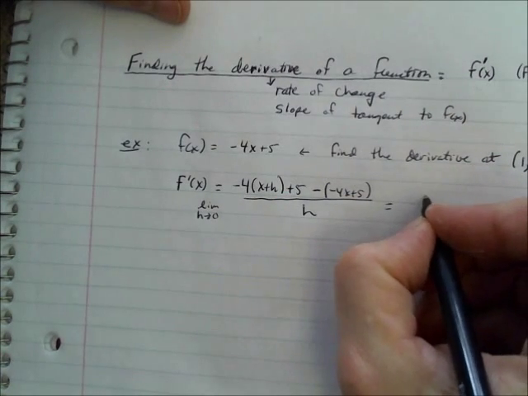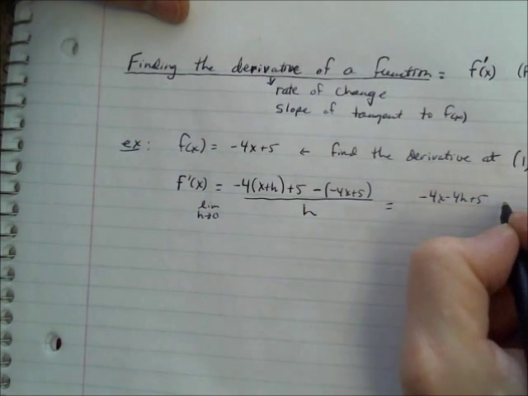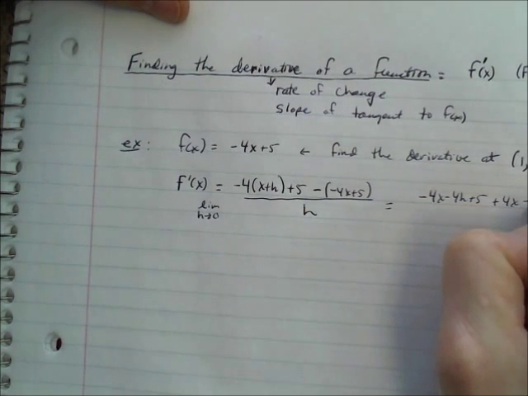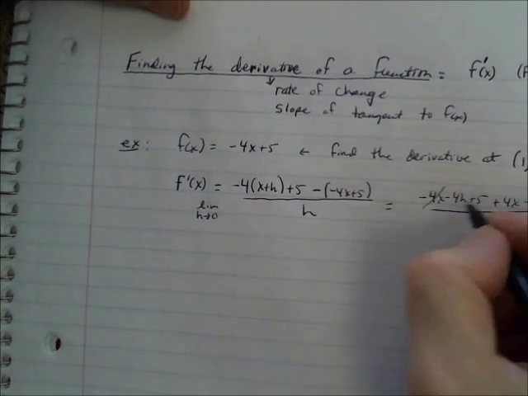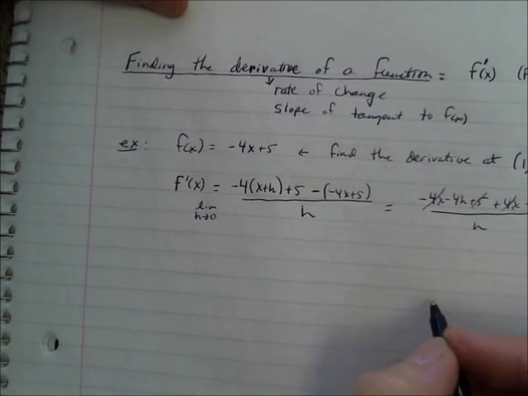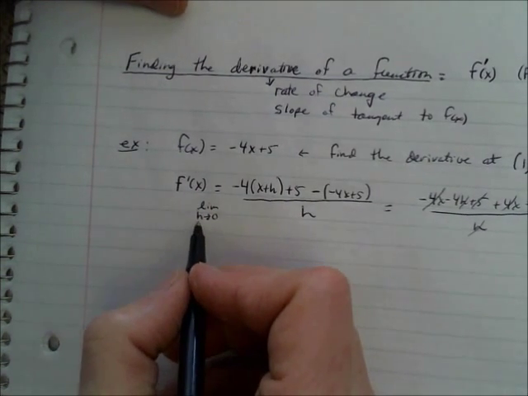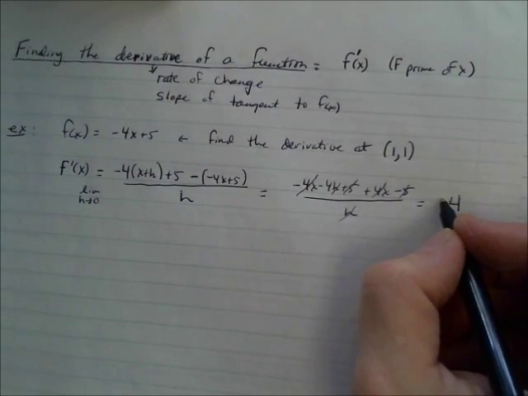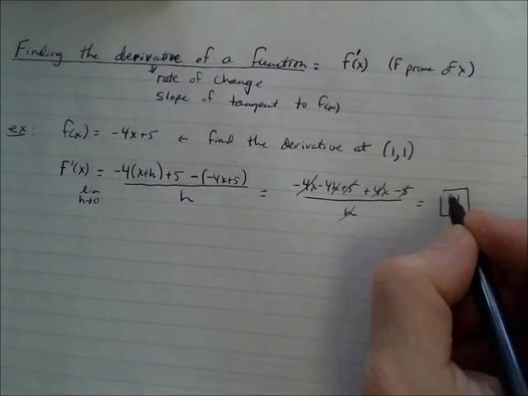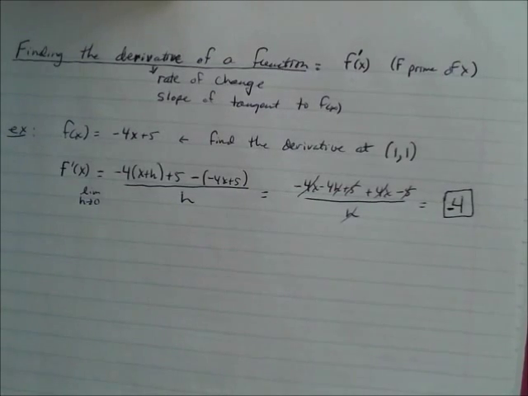So if you distribute the negative 4, you get negative 4x minus 4h plus 5 minus a negative, plus 4x minus 5, all over h. The 4x's cancel, the 5's cancel, and this h cancels with that h. So this answer would be negative 4. And you don't even have to substitute h equals 0, because no matter what, the derivative is negative 4. The derivative of this function is always going to be equal to negative 4.